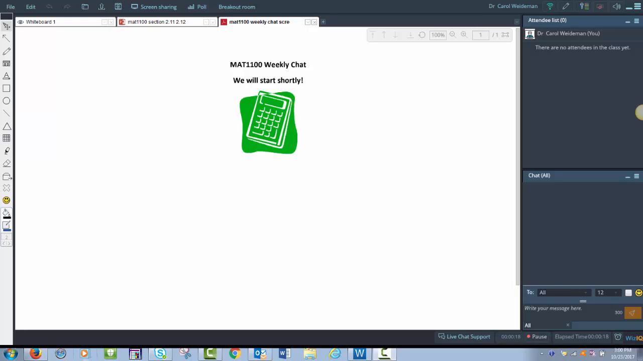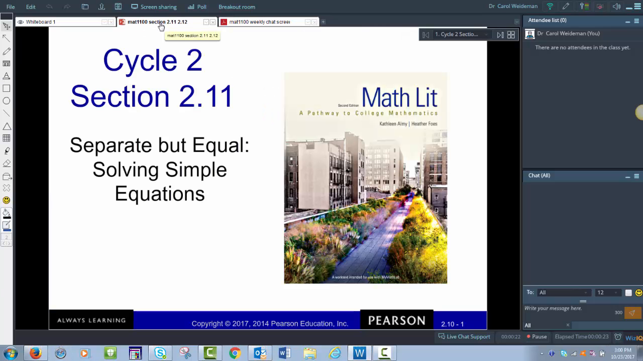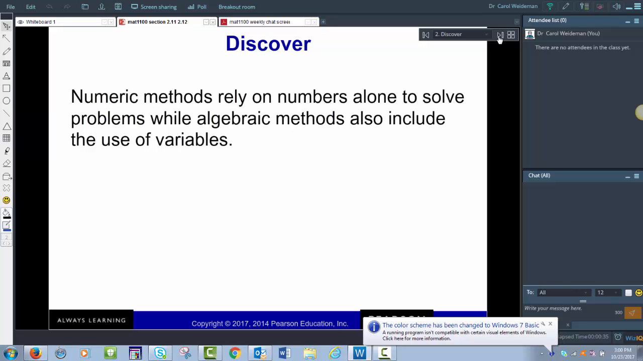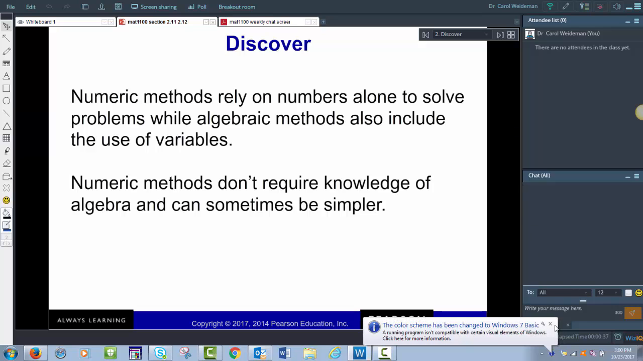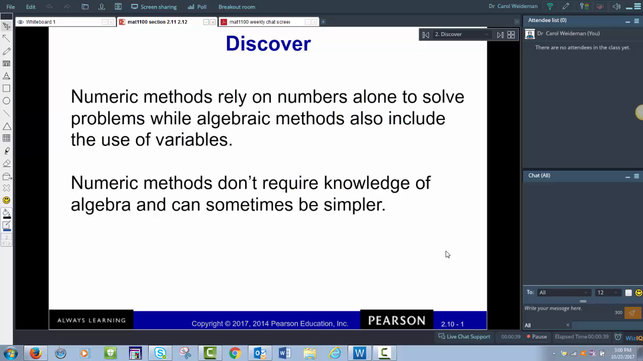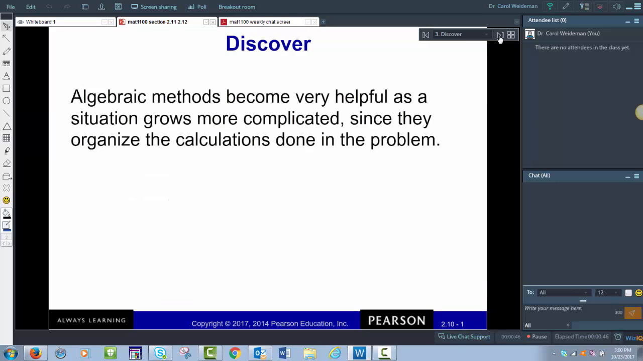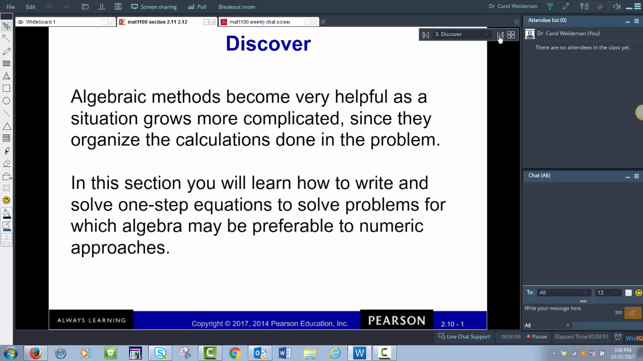This week we're covering two sections, 2.11 and 2.12, and both of these are focused on solving equations. The first one is on simple equations. We're going to talk about numerical methods that rely on numbers only to solve problems, while algebraic methods also include the use of variables. Numerical methods don't require knowledge of algebra and can be simpler, but they can only be applied to one situation. Algebraic methods become helpful as the situation grows more complicated since they organize the calculations done in the problem.